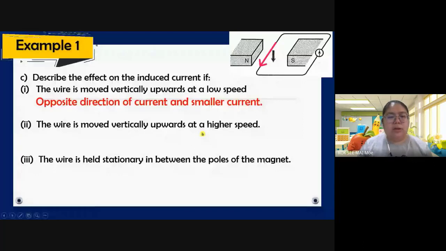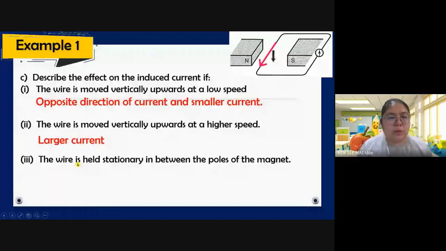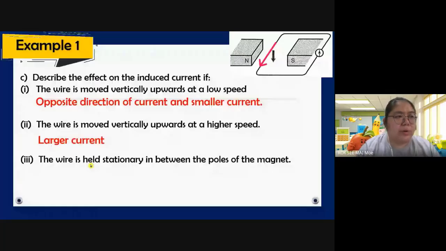Third, the wire is now stationary between the poles of the magnet. Now you tell me what happens to the induced current. If you are stationary, that means you never cut anything. Never cut anything means what? No induced current is produced, because you never cut what?